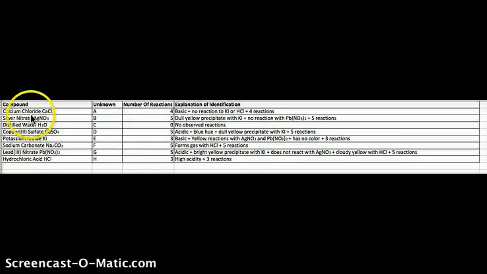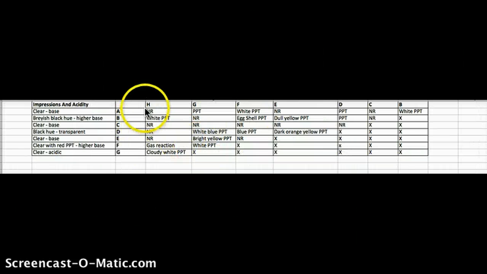Unknown A is calcium chloride because it is basic, and it has no reaction with potassium iodide or hydrochloric acid, and it also had 4 reactions. Here we can see unknown A. As I said, it should not react with E, which is potassium iodide, or H, which is hydrochloric acid.